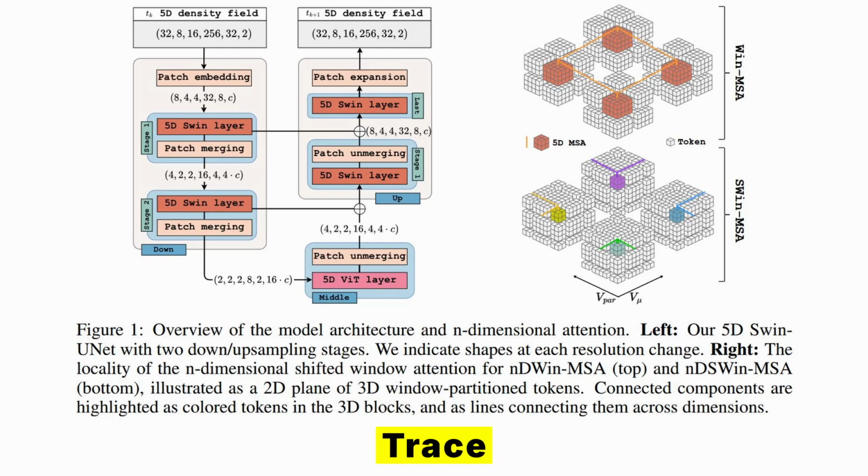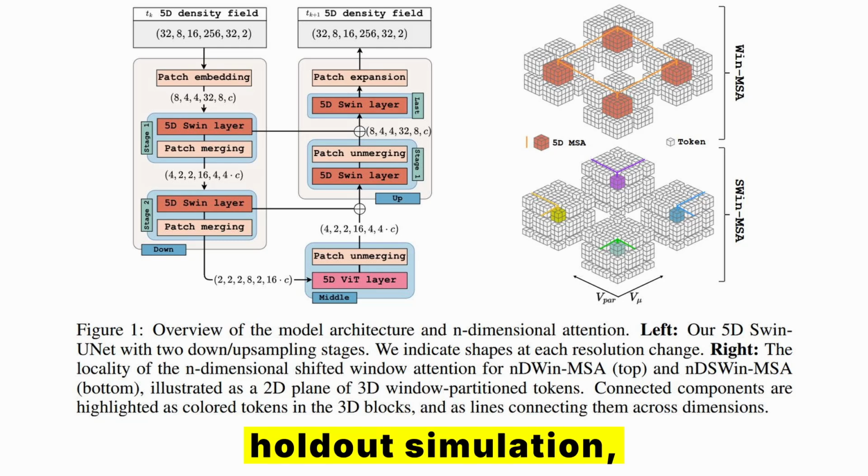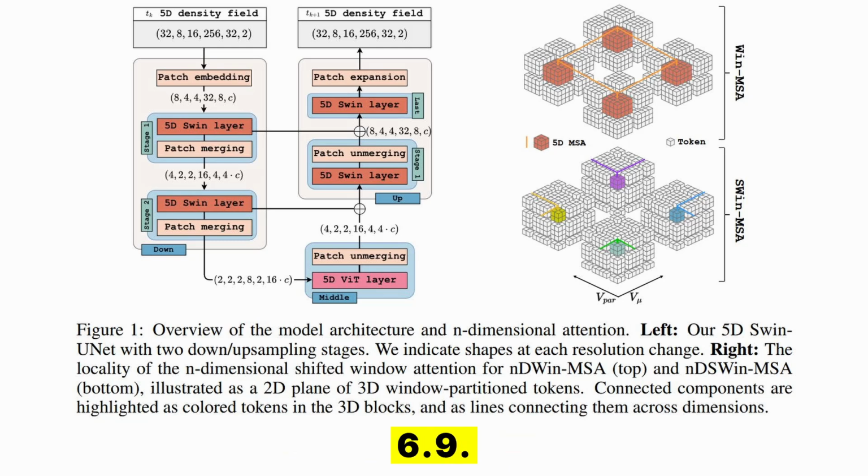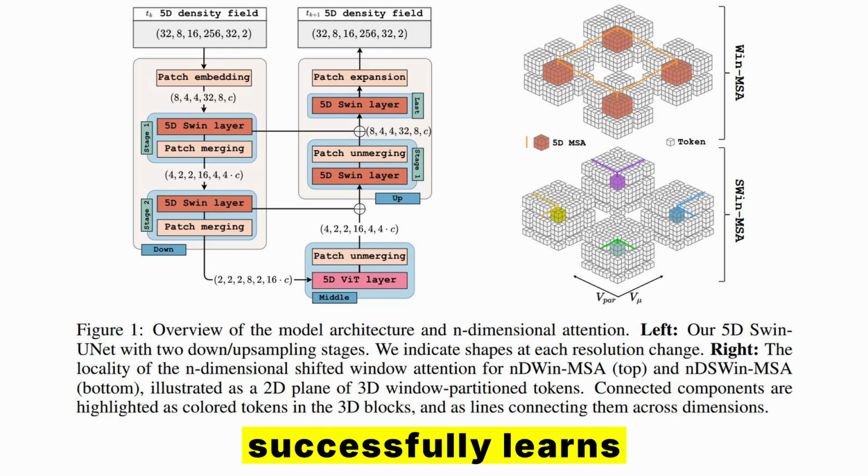Heat flux time trace. The authors assess whether the model correctly infers the heat flux time trace of the holdout simulation, ITG equals 6.9. They find that the model predictions align very well with the ground truth heat flux time trace. This indicates that 5D Swin UNet successfully learns to capture parts of the underlying physics.